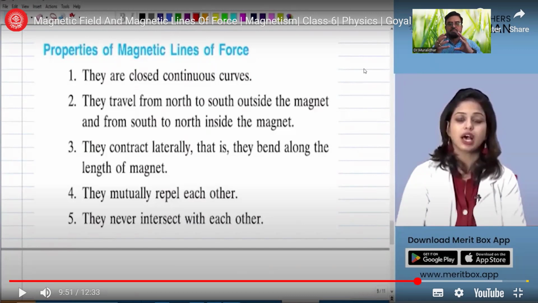See, this video completely explains both the topics we are discussing today: magnetic field and magnetic lines of force, which are related to each other.